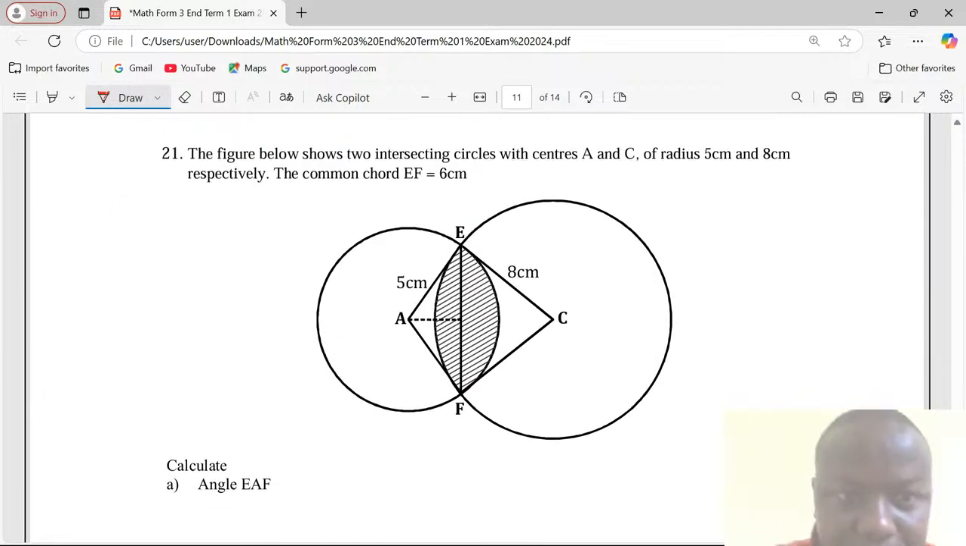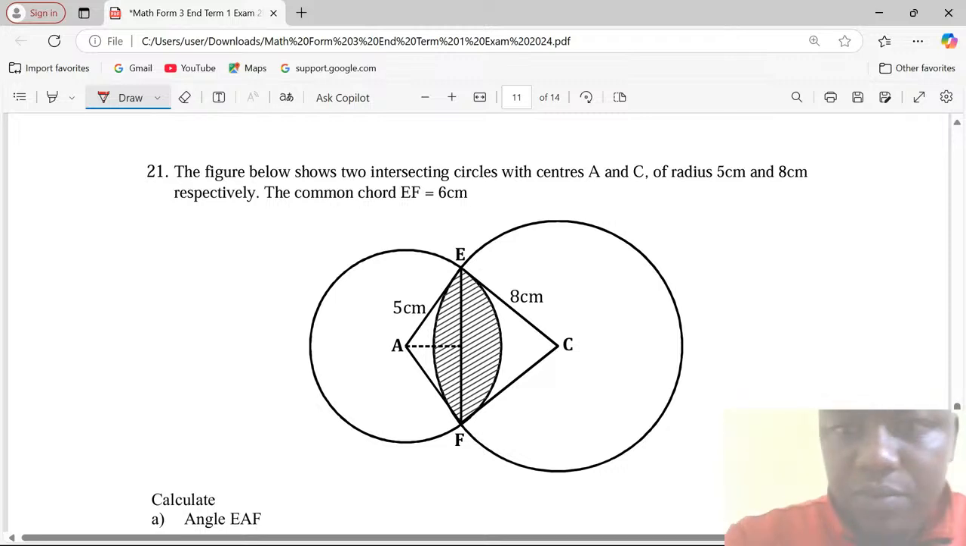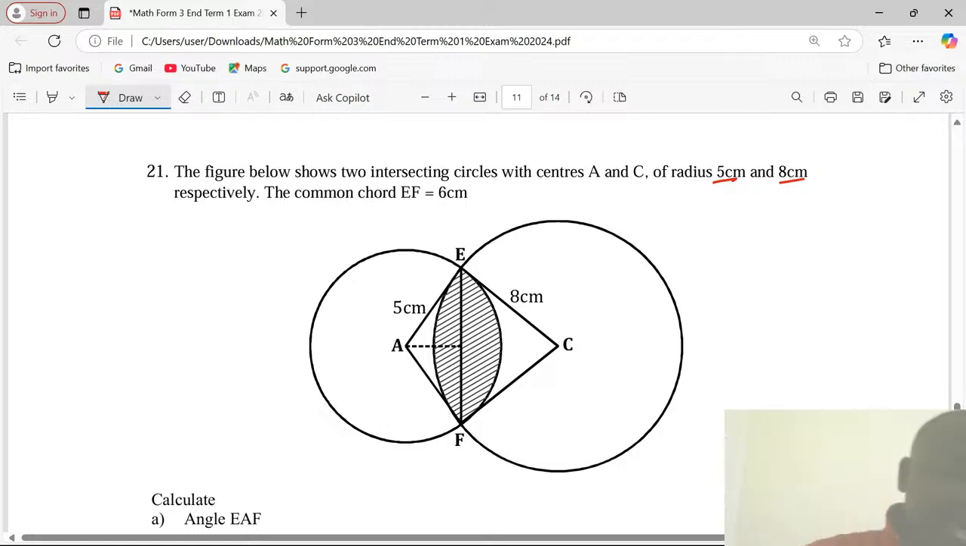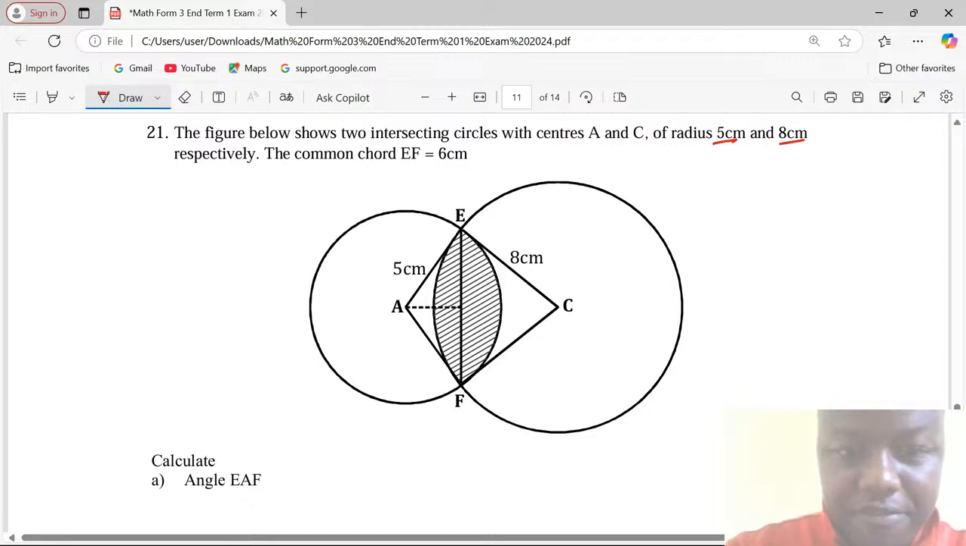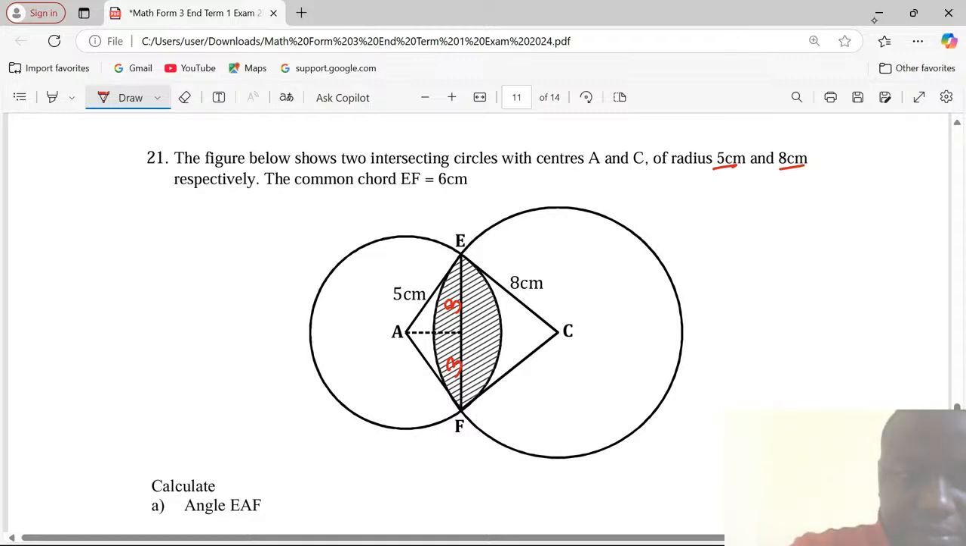Look at number 21. The figure below shows two intersecting circles with centers A and C. The radii are 5 and 8 respectively, just as you can see on the diagram. The common chord EF has a length of 6 centimeters, which means we will have 3 centimeters, 3 centimeters. Calculate the angle EAF. EAF means the whole of this angle.